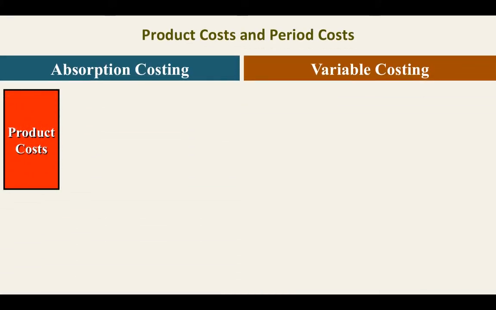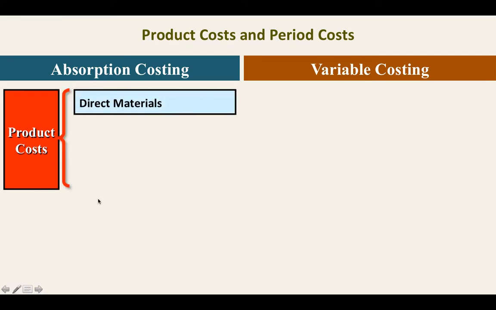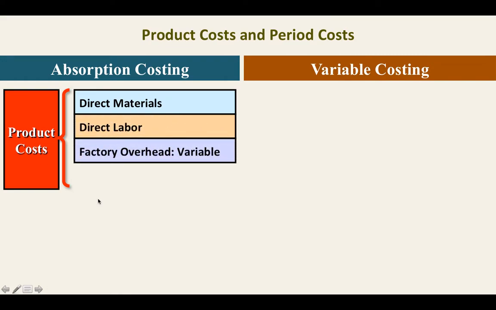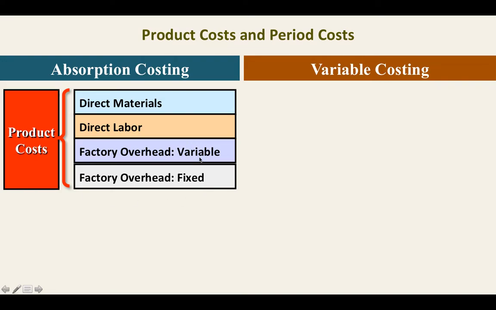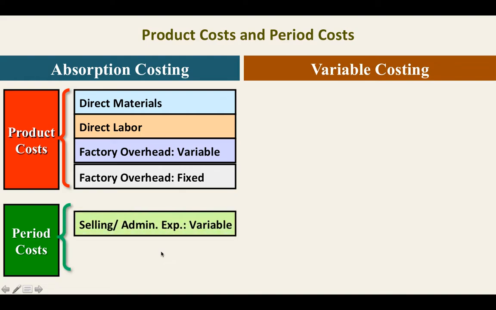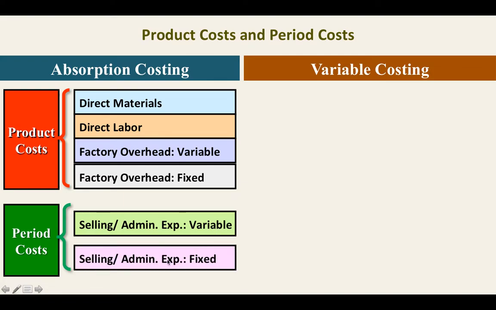Okay, so product cost under absorption costing, we have the direct materials, direct labor, factory overhead variable, factory overhead fixed, at syempre, kasama na dyan yung factory overhead na mixed. Okay? And then for period cost, we have selling and administrative expenses na variable at selling and admin expense na fixed. So basta selling and admin, whether it's variable or fixed, they are period cost.